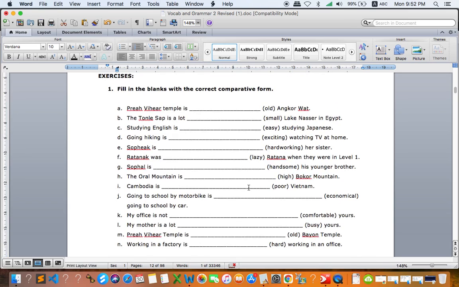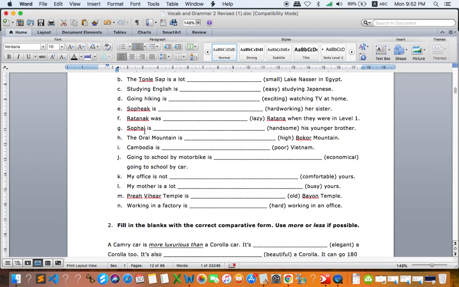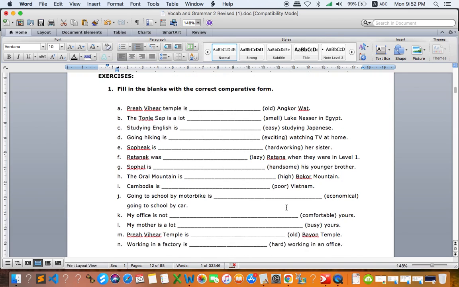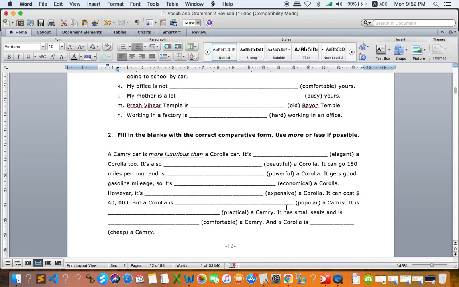So we have exercises 1 and 2 right here. You have to use only the comparative with the adjective given right here. In part 2, let's say number 2, you can use more or less if possible. It depends on the meaning, so you have to go through this text and see exactly whether the meaning really needs more or less. Okay, I think that's it for today, everyone.